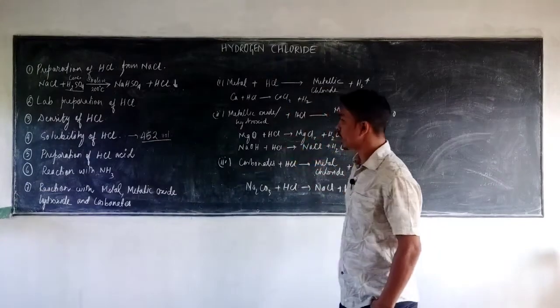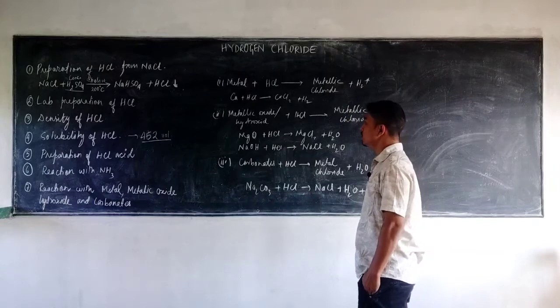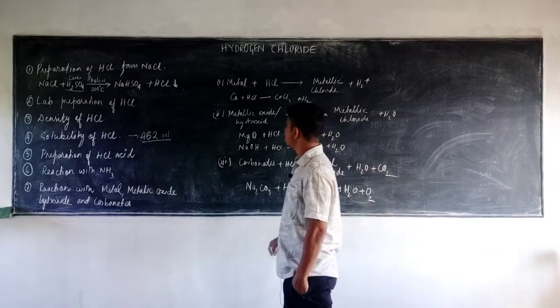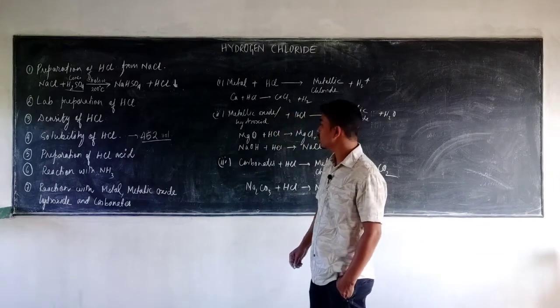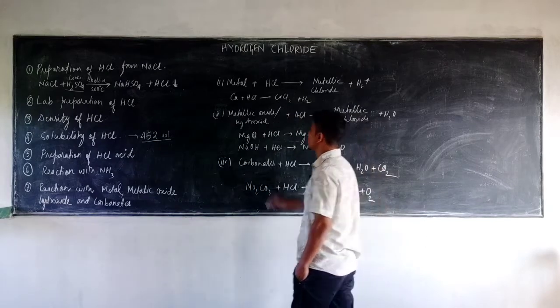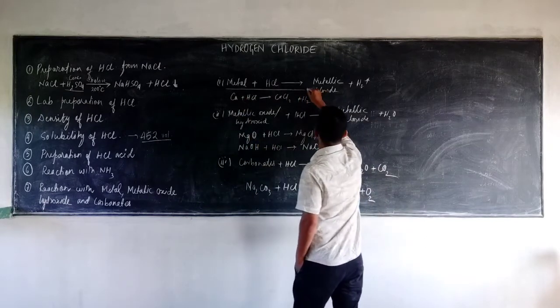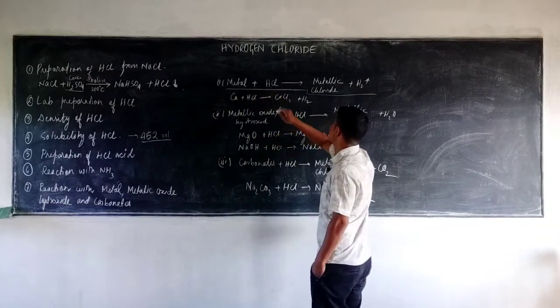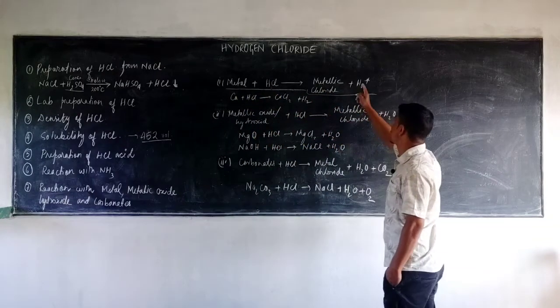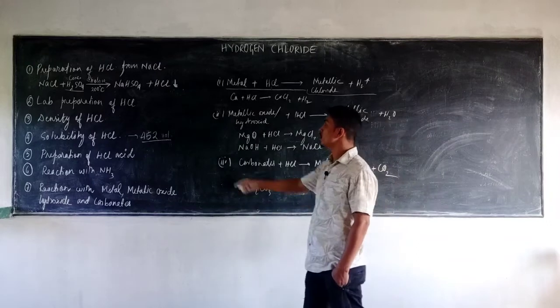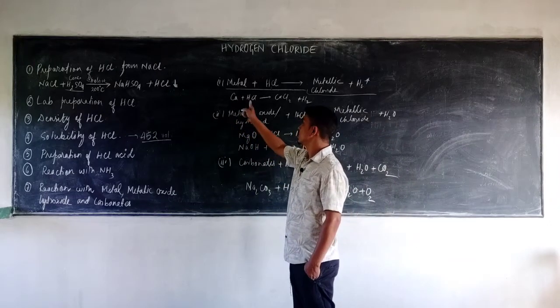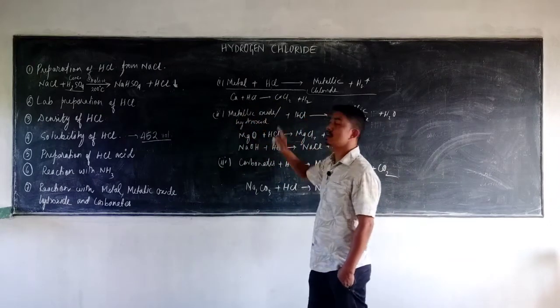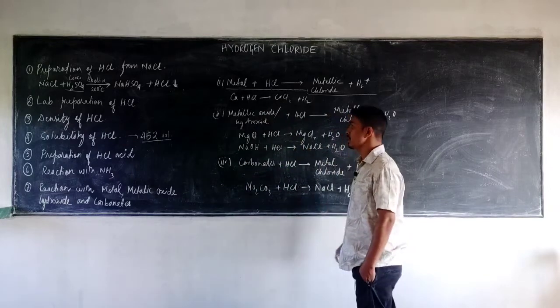Here on the board I have written the reaction of hydrochloric acid with the metals, with the metallic oxides and metallic hydroxides, and with the carbonates. As you can see in the first part, whenever a metal is treated with hydrochloric acid, it always gives a metallic chloride and hydrogen gas. For example, when calcium is treated with hydrochloric acid, it gives calcium chloride and hydrogen gas.